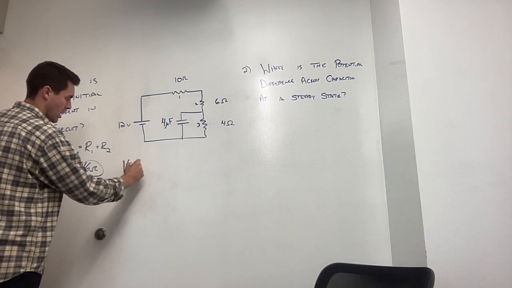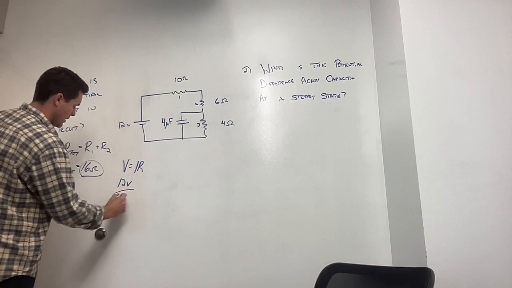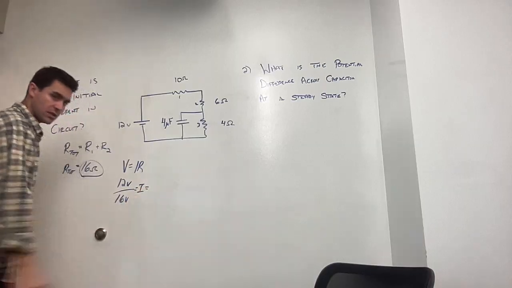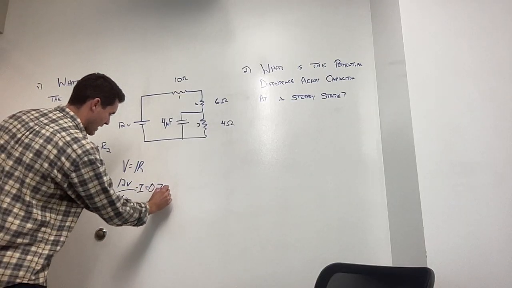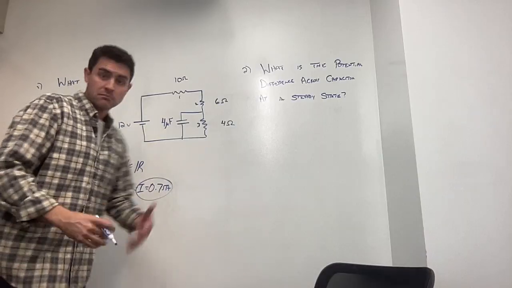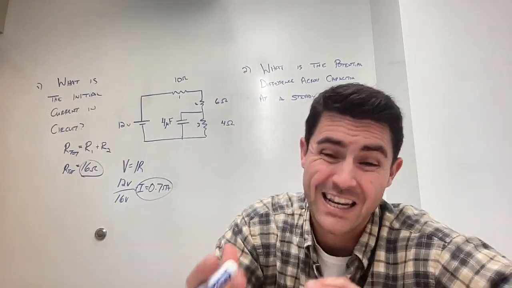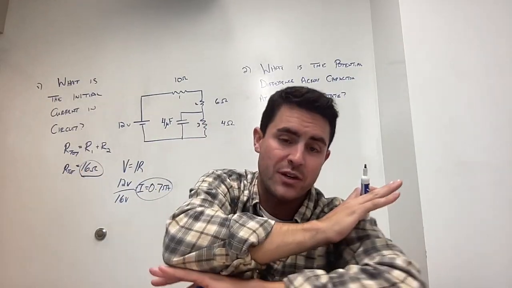Let's use Ohm's law, V = IR. The voltage is 12 volts. The resistance is 16 ohms. I end up with a current initially of 0.75 amps. So that's easy. Straightforward, that's my initial current. The only conceptual understanding I have to have is that initially this resistor, this light bulb, resistor 3 is off.